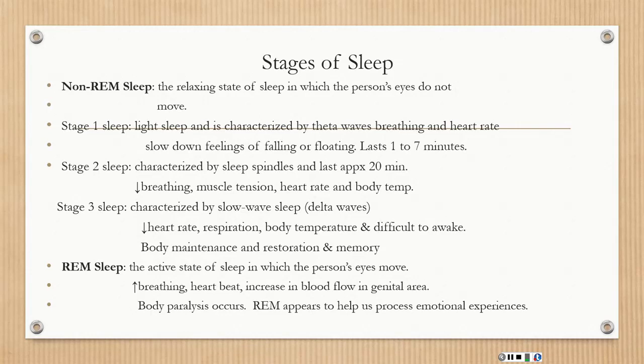It's again a very active state of sleep in which our eyes dart back and forward, and we have this body paralysis that's present, and all of a sudden our heartbeat, our breathing rate, all of that increases. We start to have blood flow to our genital area, and so it's very active. So during our REM stage, we are really actively dreaming.